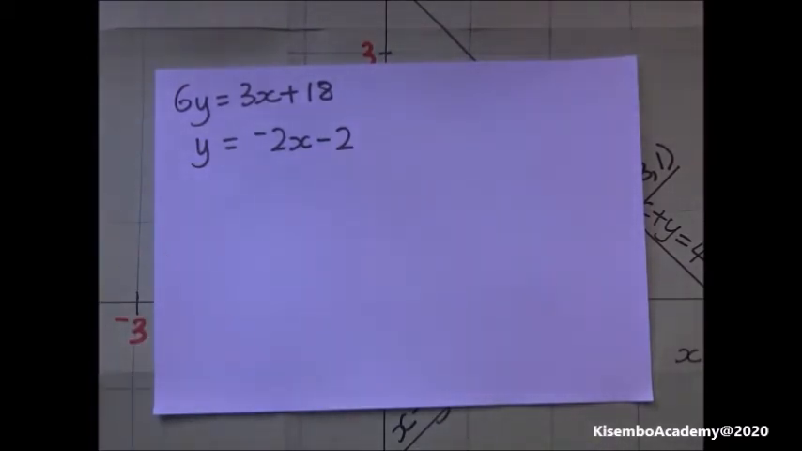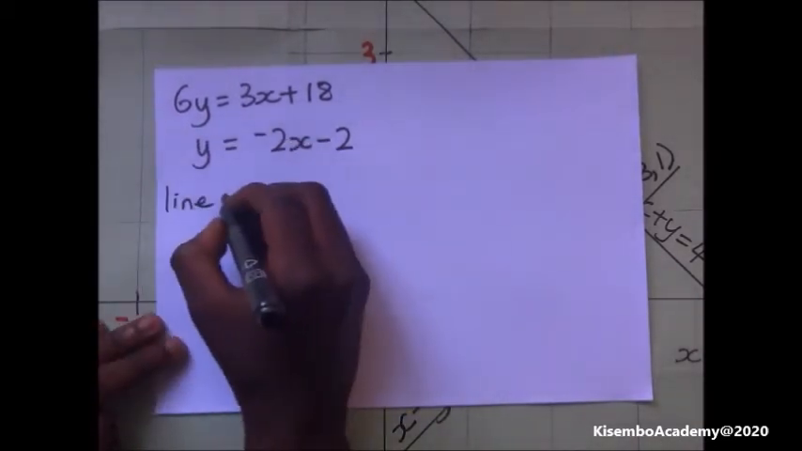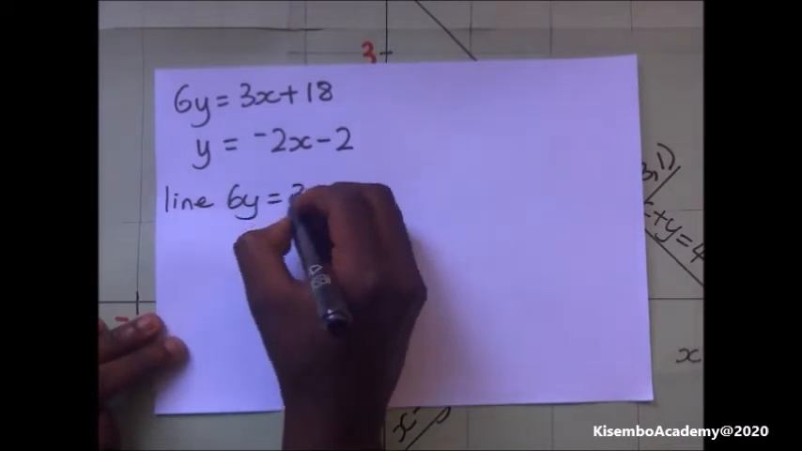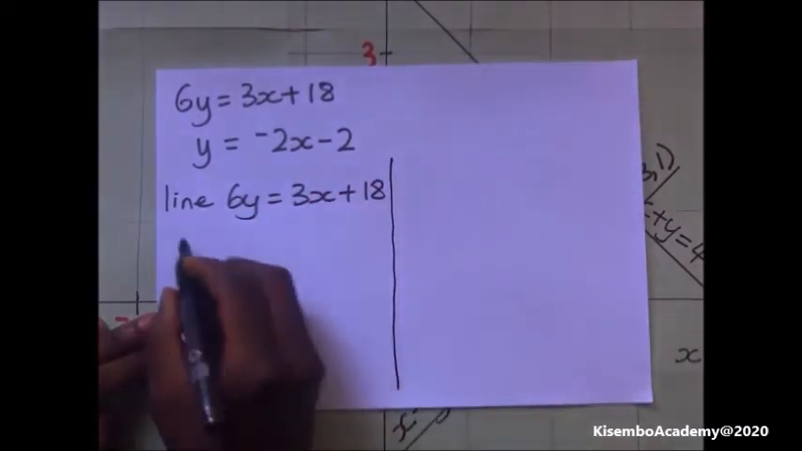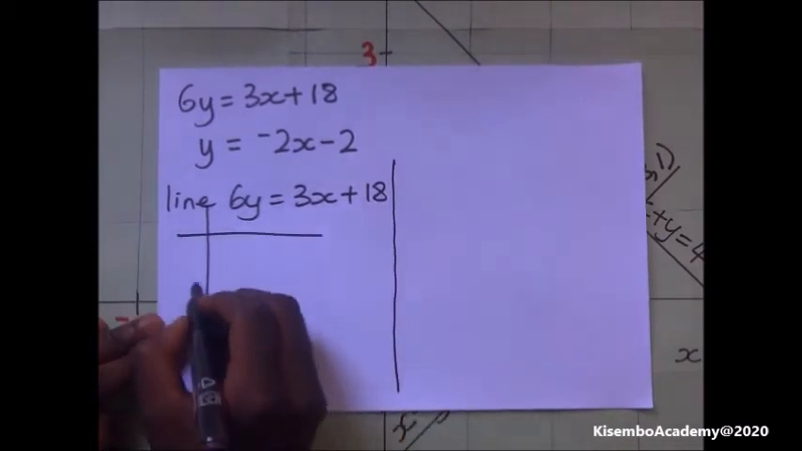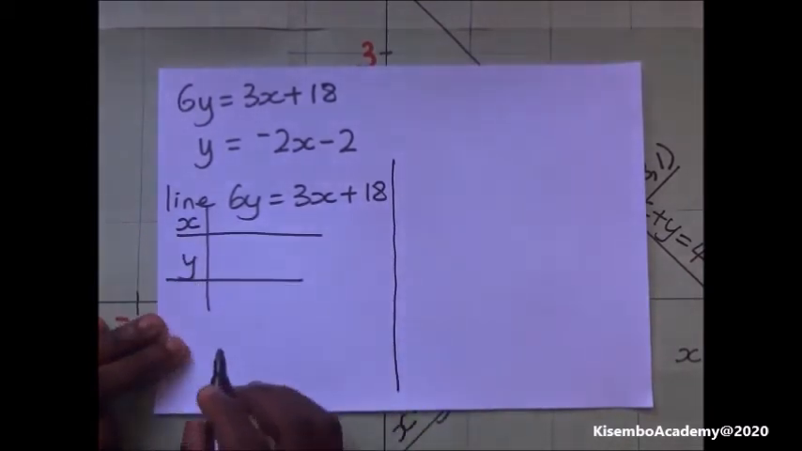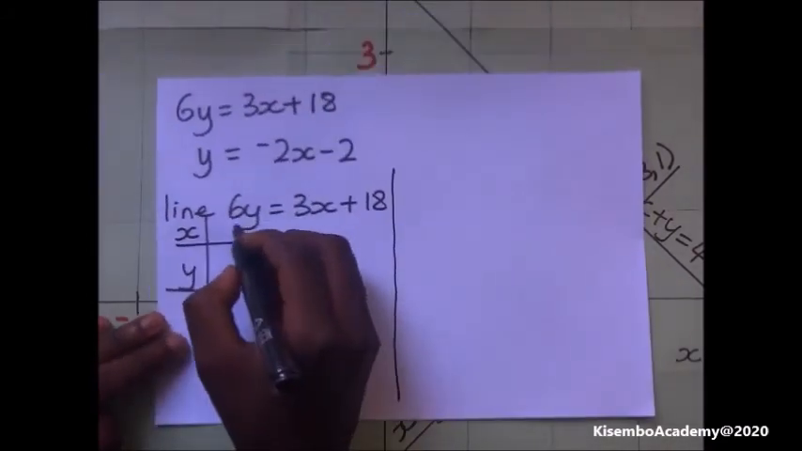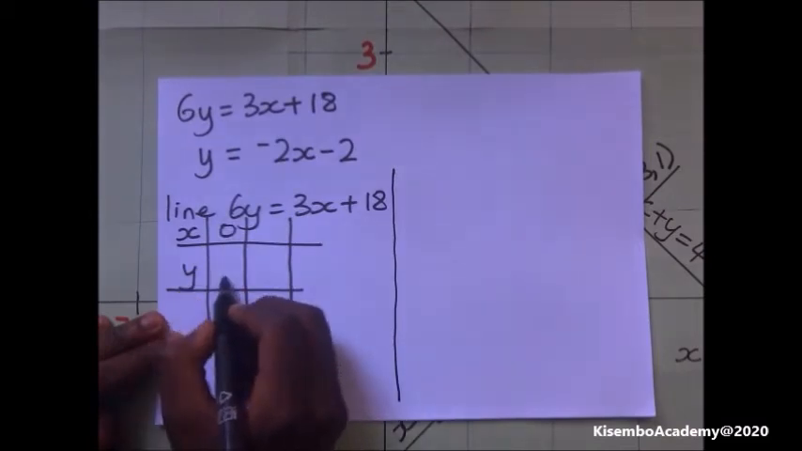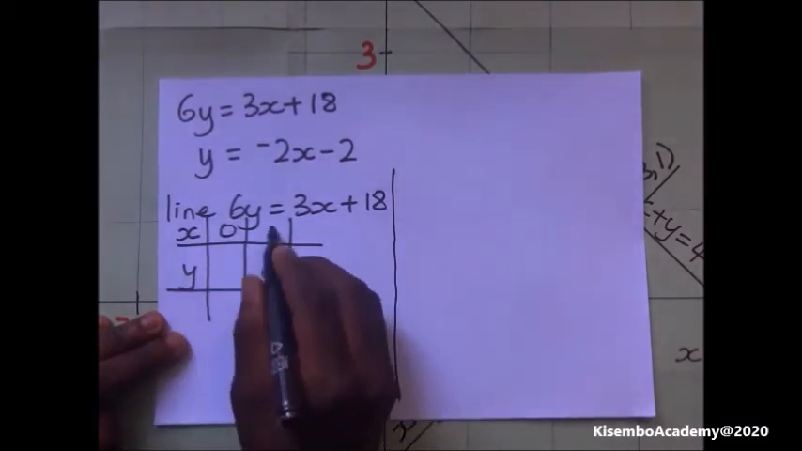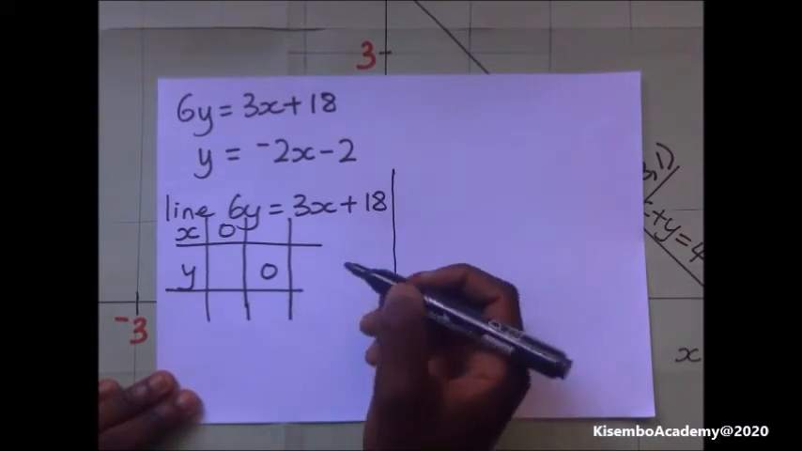So we begin with the first line, 6y is equal to 3x plus 18. Again, we shall draw our table here. This is our value of x and our value of y. And we shall seek to find when x is 0, what is y? And then when y is 0, what is x? So we shall do some side work here.